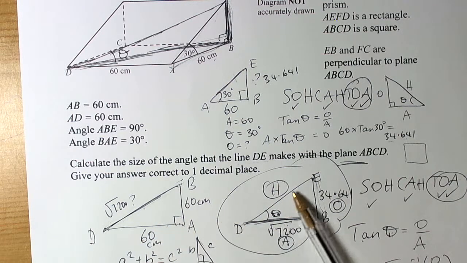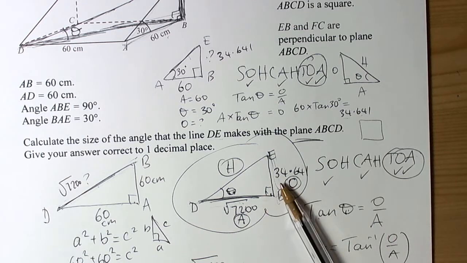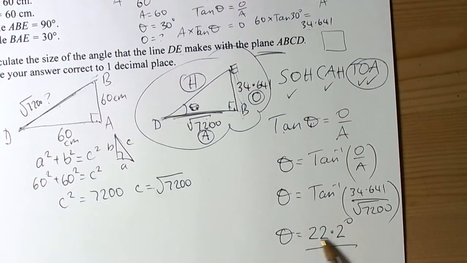And through doing that, we worked out that we could use SOHCAHTOA. We knew two lengths in the end, go through the process, get the answer. Not too bad with a bit of practice, guys.